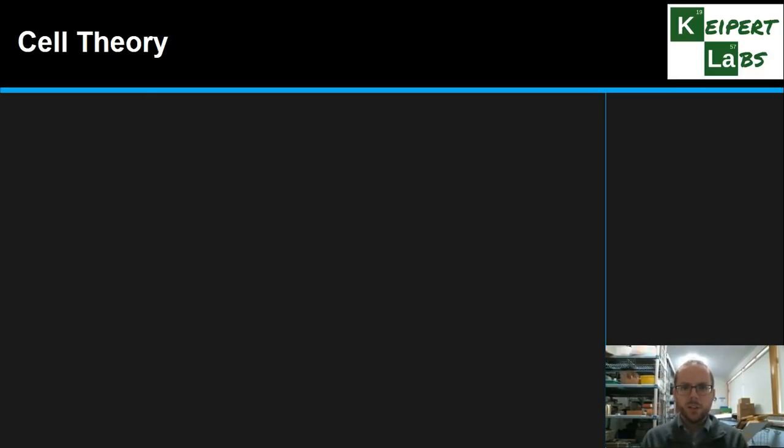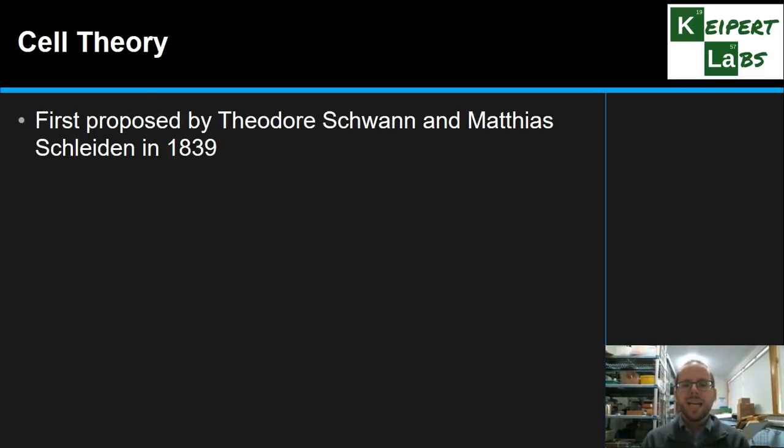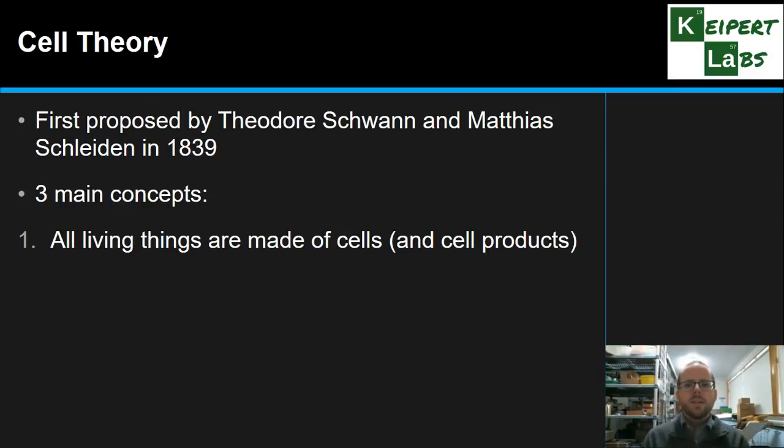This is where scientists collected together the understandings that people had about cells and started to put together some statements. We're talking 1839, by Theodor Schwann and Matthias Schleiden, two German botanists. So almost 200 years later was when these ideas were collected together. And they proposed three main concepts. The first one is that all living things are made up of cells, and cell products is the more modern tack onto that.